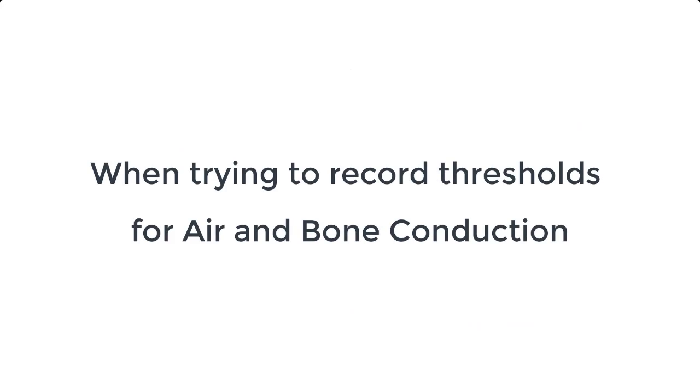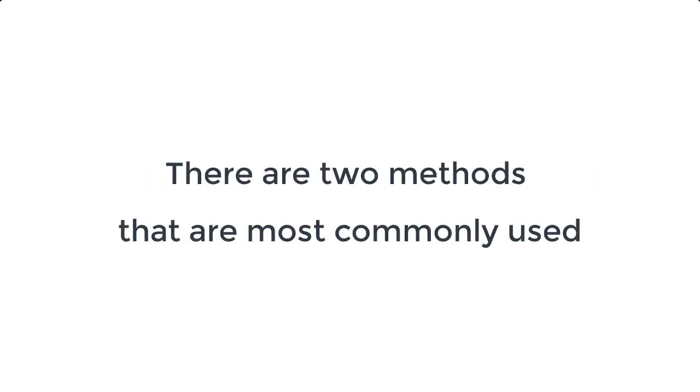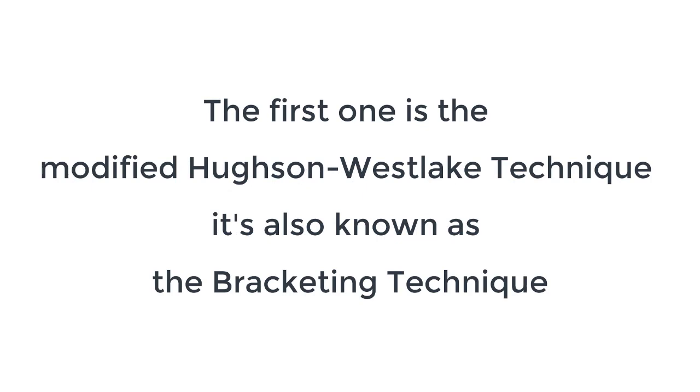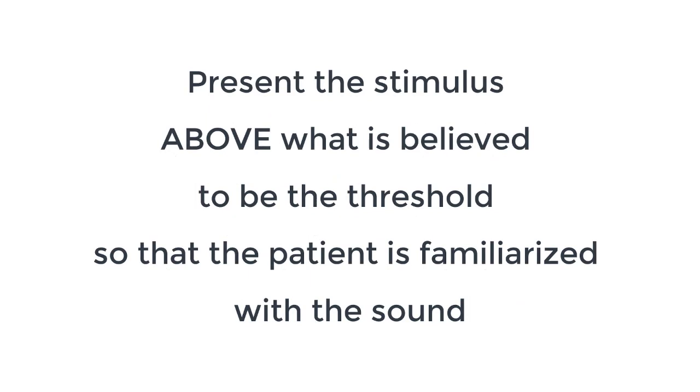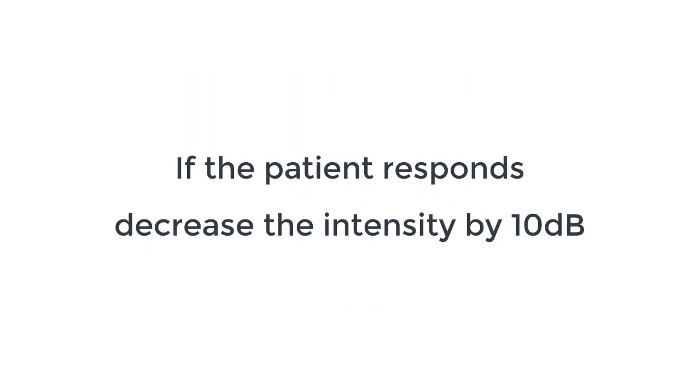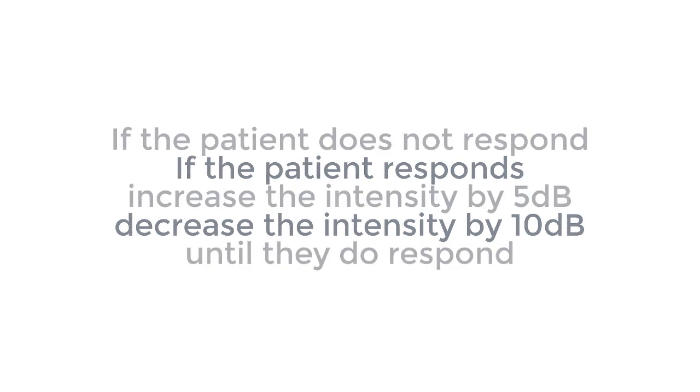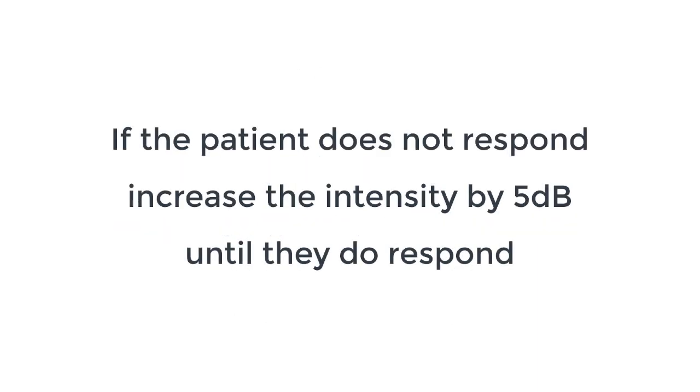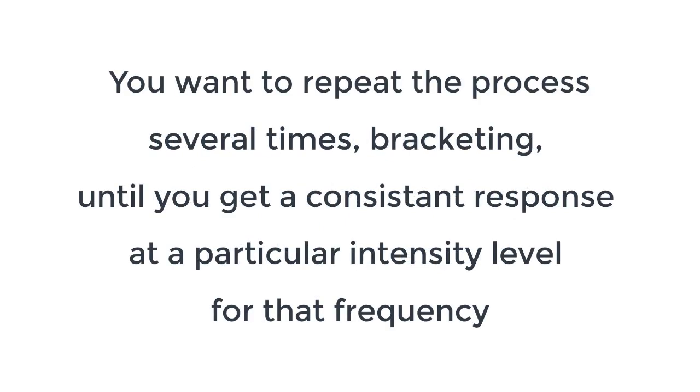So when trying to record thresholds for air and bone conduction, there are two methods that are most commonly used. The first one is the modified Hughson-Westlake technique, also known as the bracketing technique. For that one, you want to present the stimulus above what is believed to be the threshold so that the patient is familiarized with the sound. If the patient responds, decrease the intensity by 10 decibels. If the patient does not respond, you want to increase the intensity by 5 decibels until they do respond. You want to repeat the process several times, bracketing until you get a consistent response at a particular intensity level for that frequency.